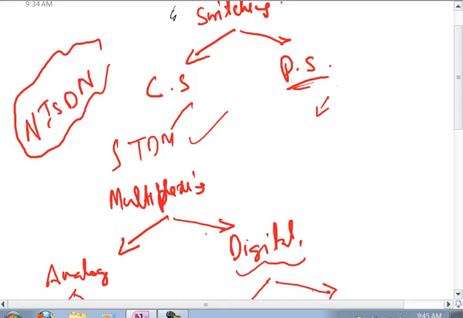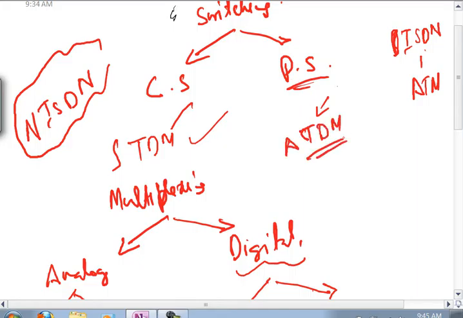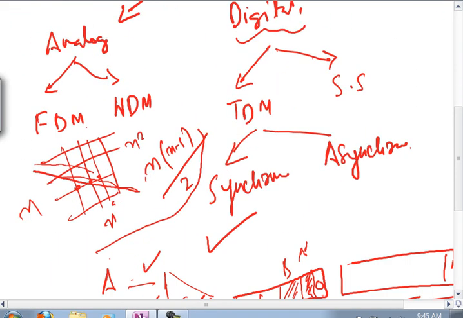Similarly, we have broadband ISDN. When we say broadband ISDN, it basically uses the technology called ATM, asynchronous transfer mode, and that comes from asynchronous time division multiple access. Asynchronous time division multiple access is what we use in packet switching. From here we have ATM, asynchronous transfer mode.